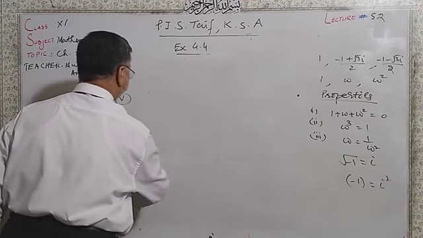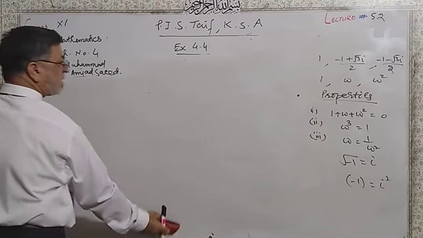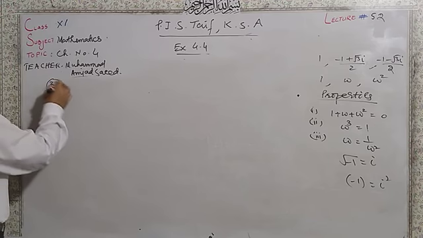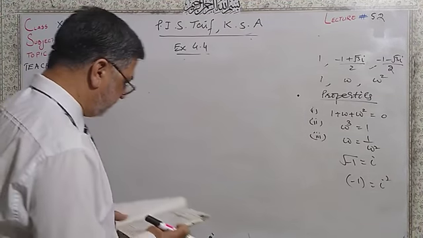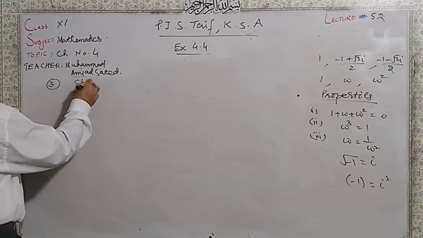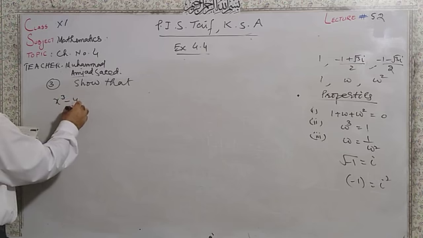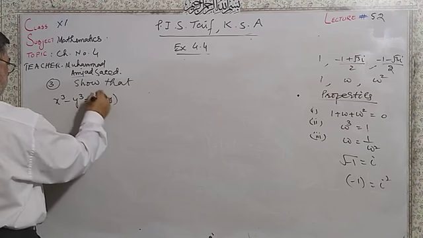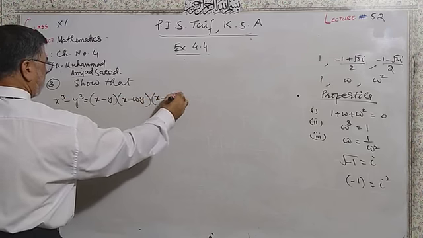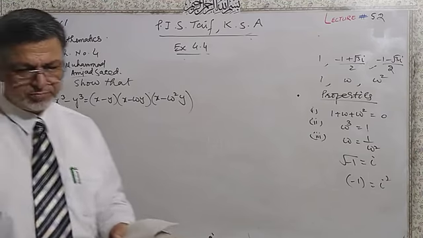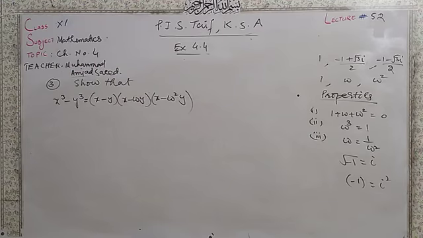Here we can have question number 3. Yes, dear students, question number 3, we can have: show that x cube minus y cube is equal to (x minus y) into (x minus omega y) into (x minus omega square y). Here is left hand side.